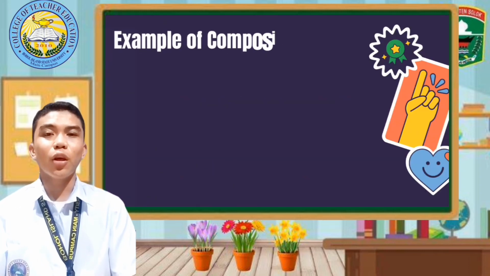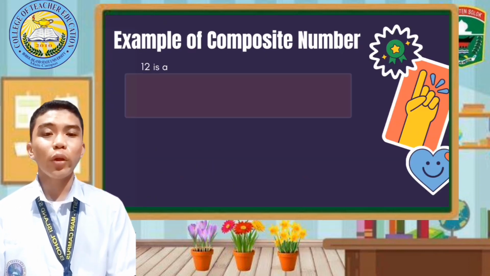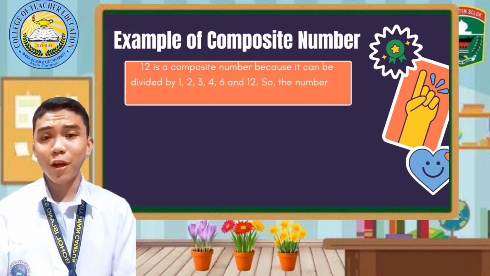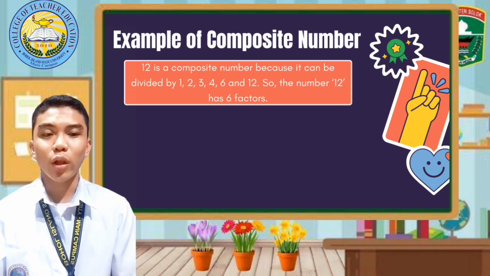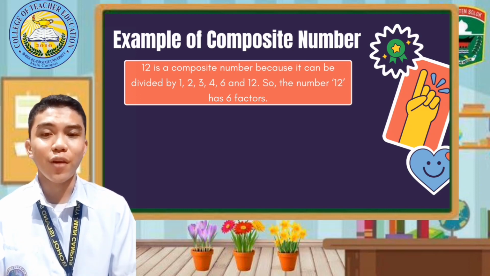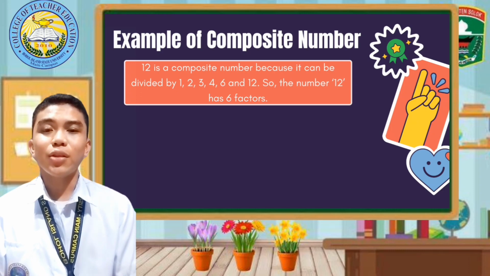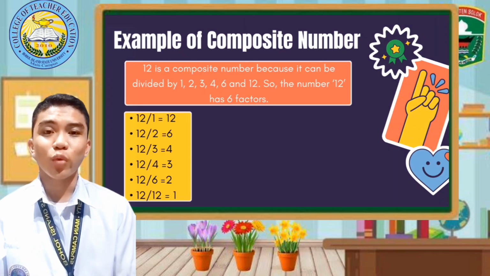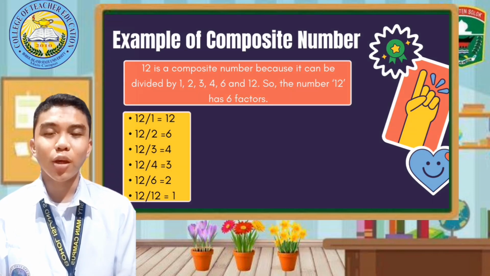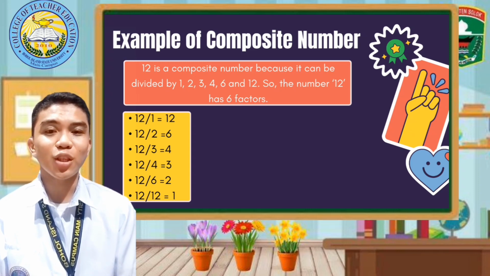Here is an example of a composite number. 12 is a composite number because it can be divided by 1, 2, 3, 4, 6, and 12. So the number 12 has 6 factors. Here is the representation. 12 divided by 1 equals 12. 12 divided by 2 equals 6. 12 divided by 3 equals 4. 12 divided by 4 equals 3. 12 divided by 6 equals 2. And lastly, 12 divided by 12 equals 1.